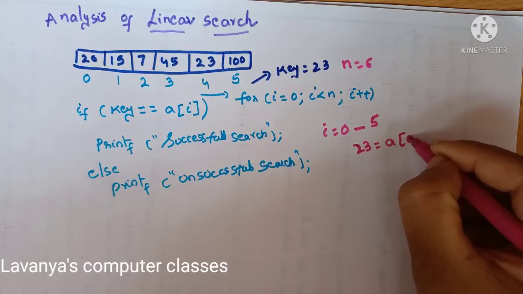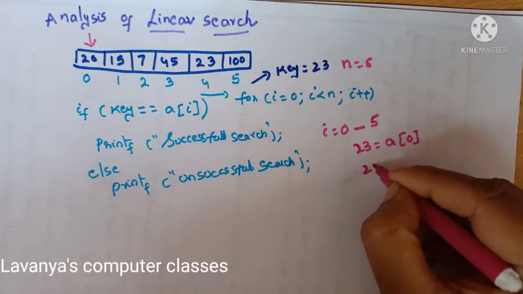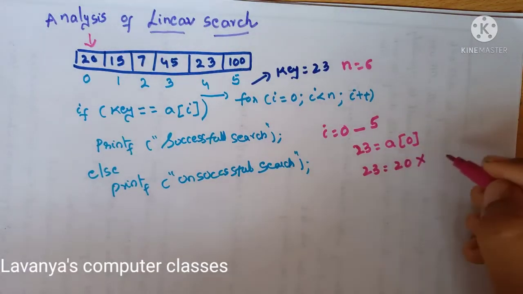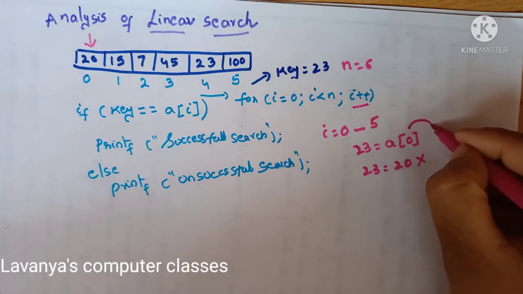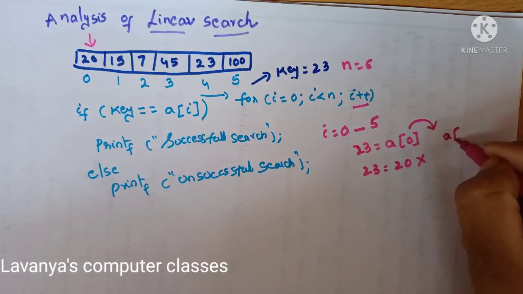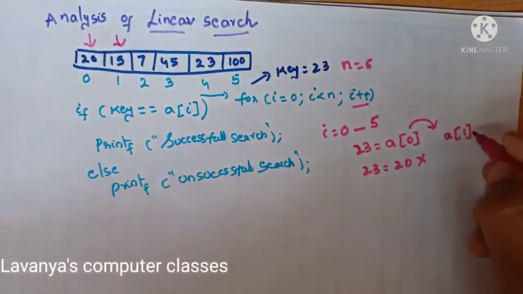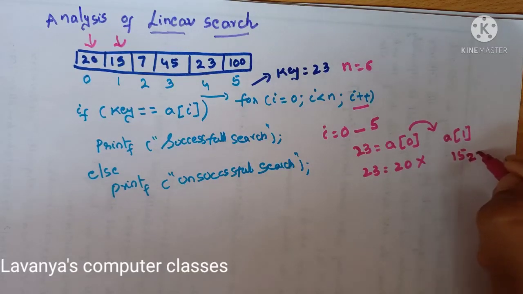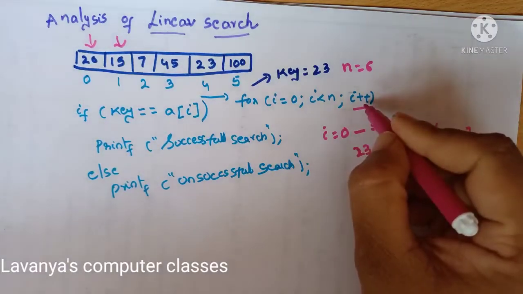So first, key 23 is equal to A of 0. What is A of 0? A of 0 means 20. So is 23 equal to 20? It is false. So then we go for i plus plus. i plus plus means i value is 0, now it is incremented to 1. A of 1 is 50, and the key element is 23. Is 50 equal to 23? No, this is also wrong. Then again i plus plus.